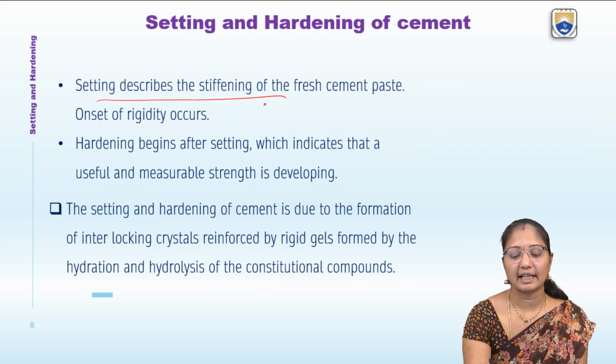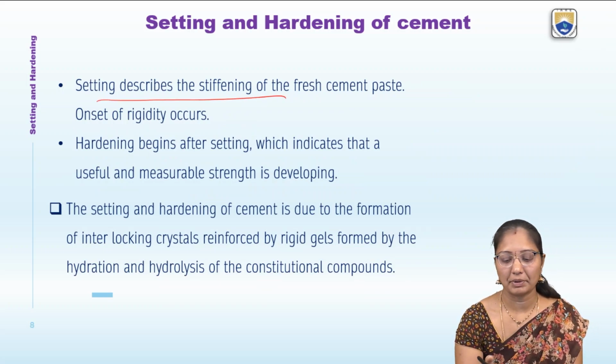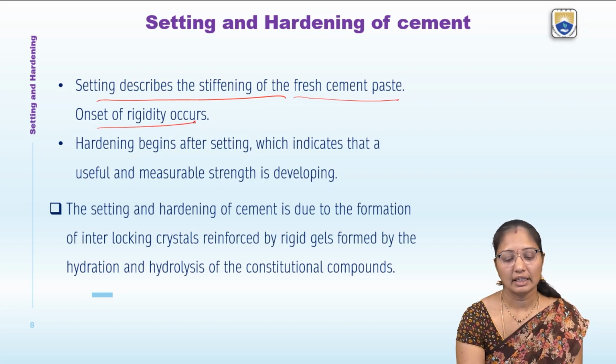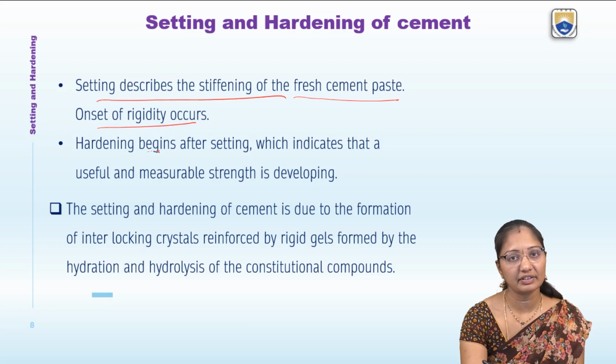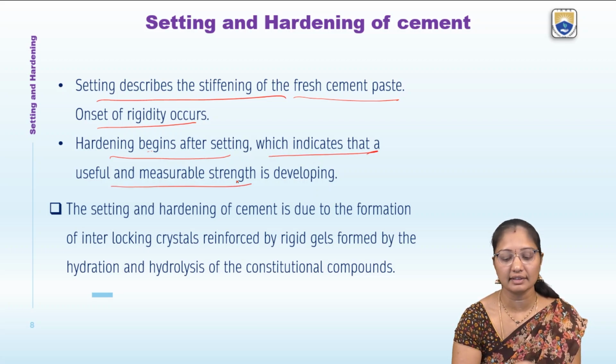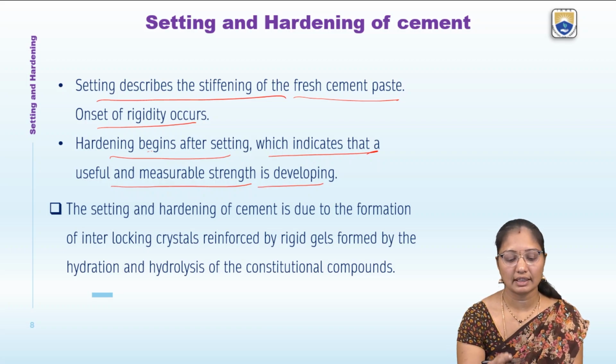Setting describes the stiffening of the fresh cement paste because of gel formation. Onset of rigidity occurs. Setting precedes hardening, so the hardening begins after setting, which indicates that a useful and measurable strength is developing, because it is increasing its strength.